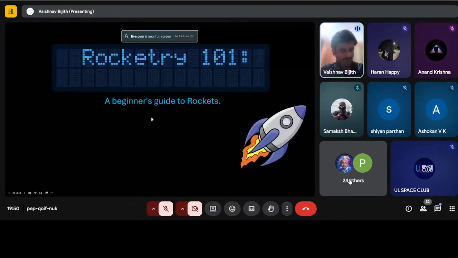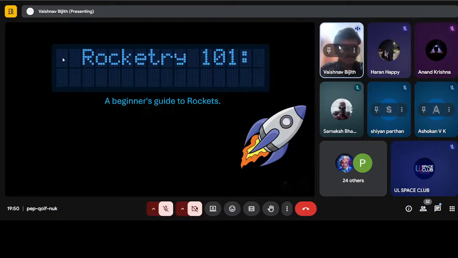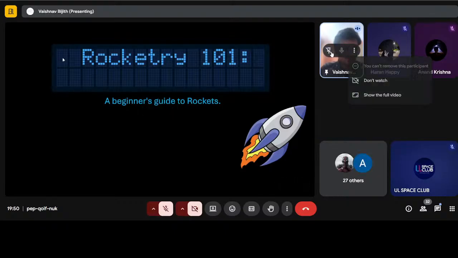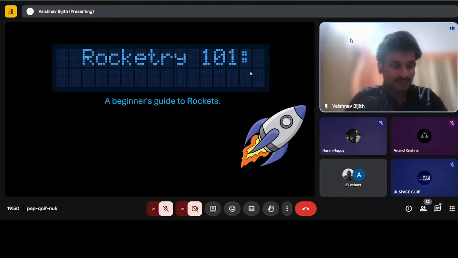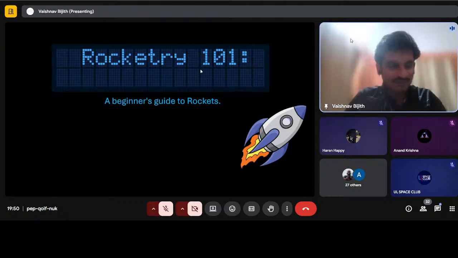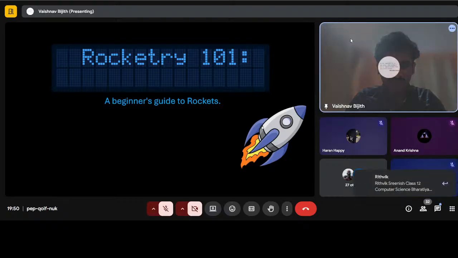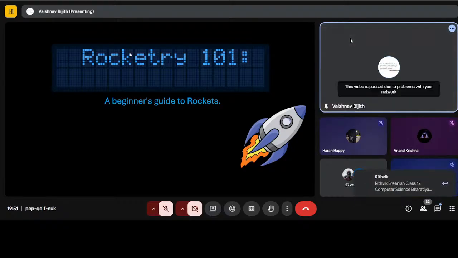So let us begin with the topic. We're going to take a very general topic here. We're going to cover some general aspects of rocketry and mechanics. Most of these things you might know, but let's just run over it. This is like sharpening what you already know. It's like a beginner's guide to rockets.